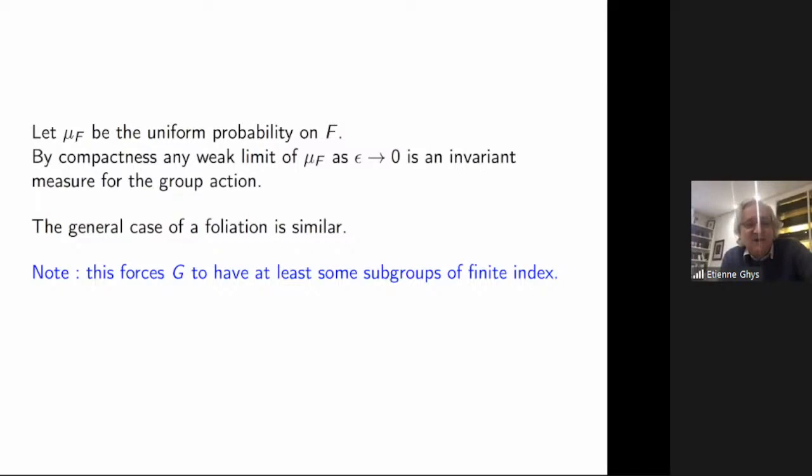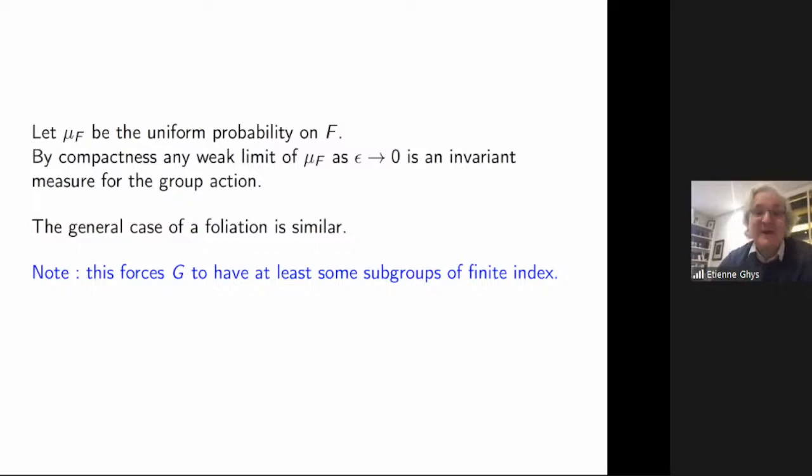That looks a lot like the sofic condition for groups. Yes, it looks like that, indeed. I mean, they may not quite be the same, but it looks like it. Now, note that this forces the group G to have at least a few subgroups of finite index. Otherwise, you're lost. This is a very simple observation.